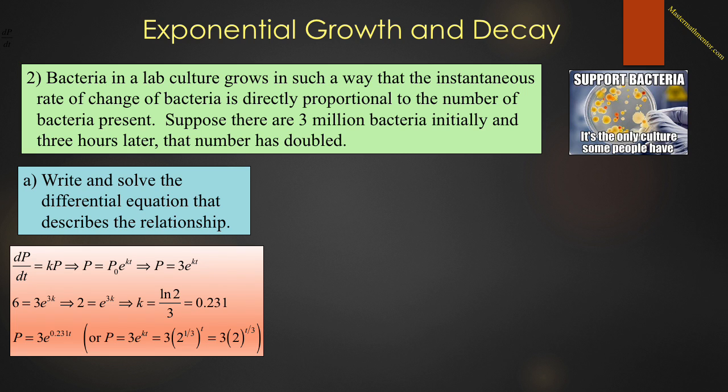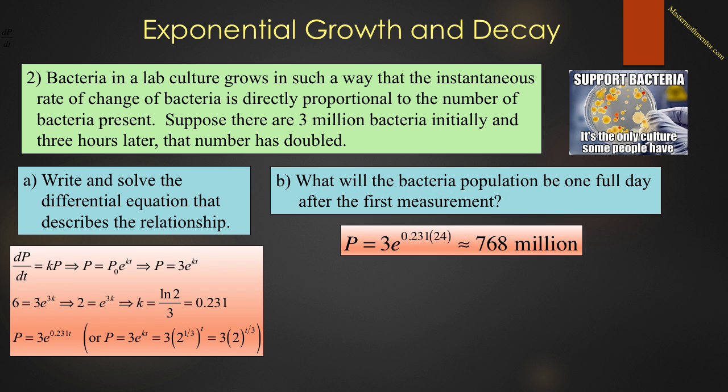Since e to the 3k is equal to 2, then P is equal to 3 times e to the 3k raised to the t over 3. The 3's cancel, and we're simply left with 3e to the kt. The advantage of having answers in terms of e is because of their ease in taking first and second derivatives. And we will continue to leave our answers in terms of e.